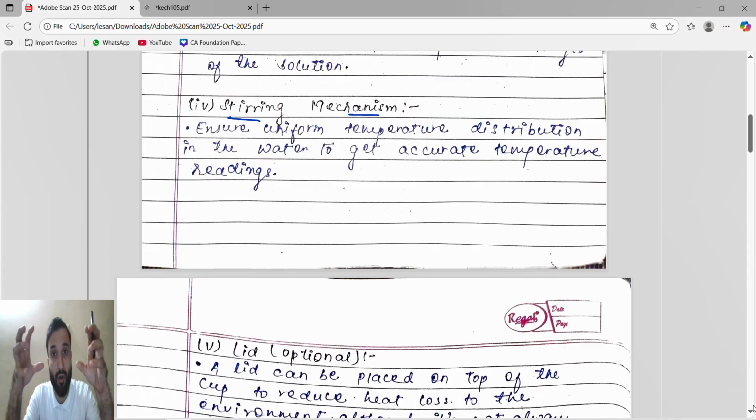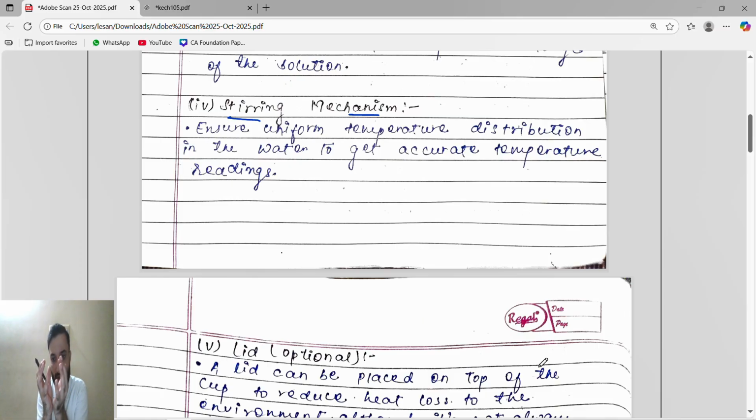So that heat will not get trapped at one place in the water. If you use the stirring mechanism, it will stir the water, so heat will get uniformly distributed in the water. So we can easily dip the thermometer anywhere in the water and measure the temperature. So that is the use of the stirring mechanism. Whatever heat is produced, the stirring mechanism will mix it, uniformly distributing the heat into the water.